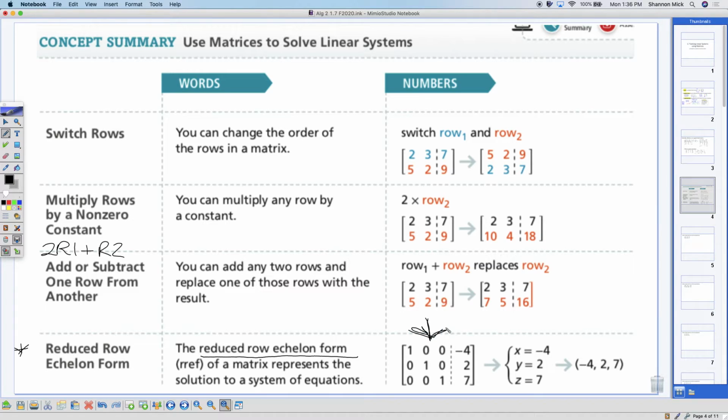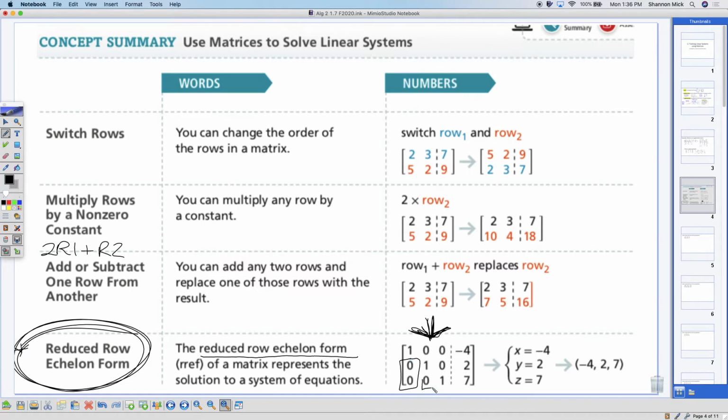Once you get it into reduced row echelon form, right here, I just have my answers. I do not care what your directions say for the entire week. You are to put it all in, every single one of them, into what form? Reduced row echelon form. I do not care what the directions say. Got it? Yes, ma'am.